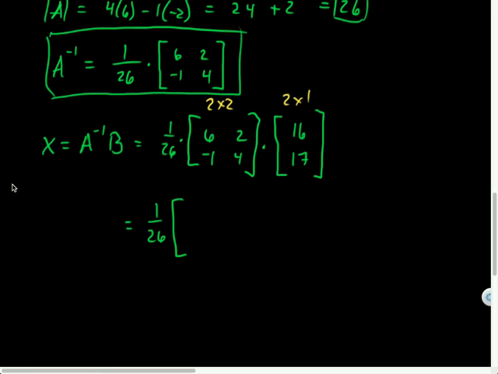So let's see. 6 times 16. 60 plus 36, 96. Plus 2 times 17 is what? 34, I believe. That's going to be our first row, first column answer. And then I'll have -1 times 16 is -16, plus 4 times 17, 40, plus 28, 68, is it? Right? So let's keep going.